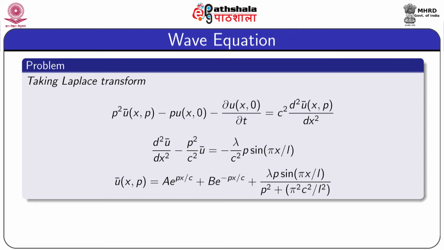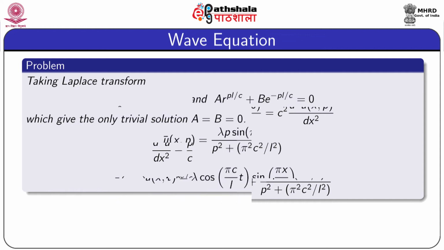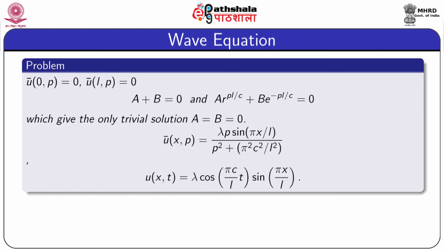So, this is the general solution of the inhomogeneous ordinary differential equation, where A and B are arbitrary constants. Now, we have to find the values of A and B using the supplied conditions. To find the values of A and B, we need to apply the boundary conditions.